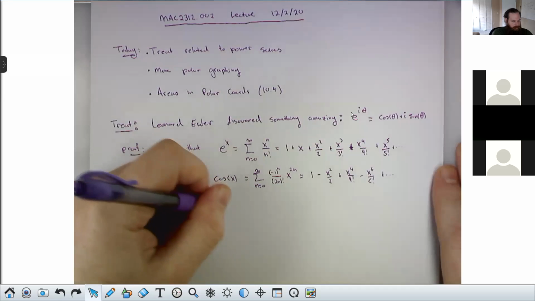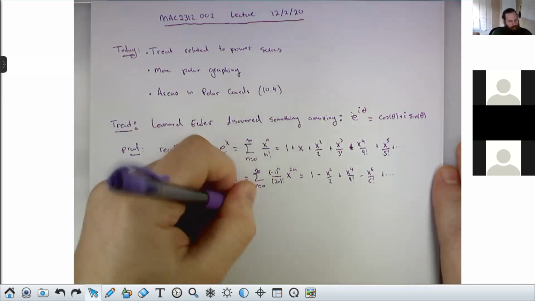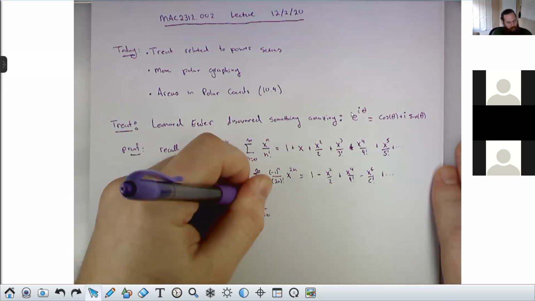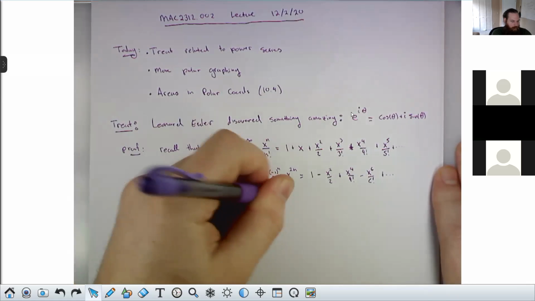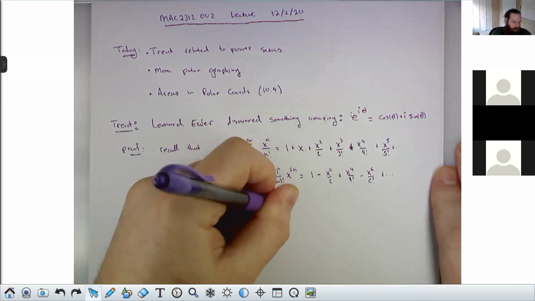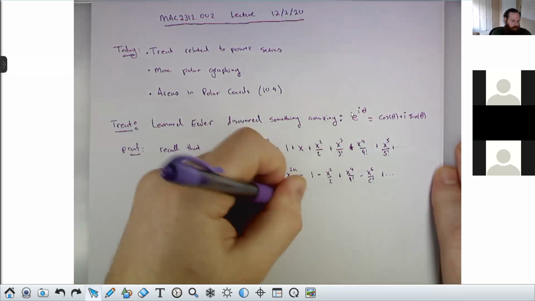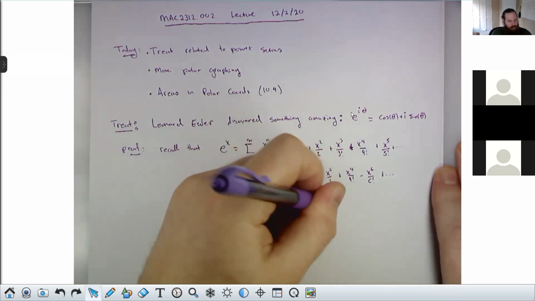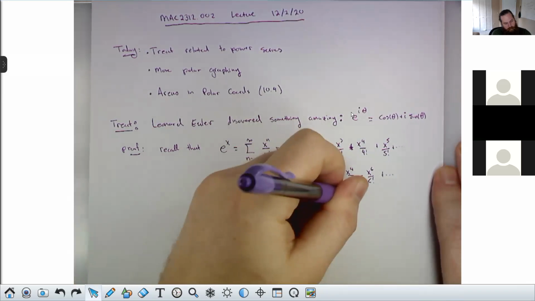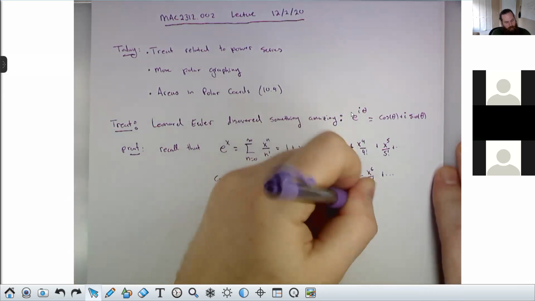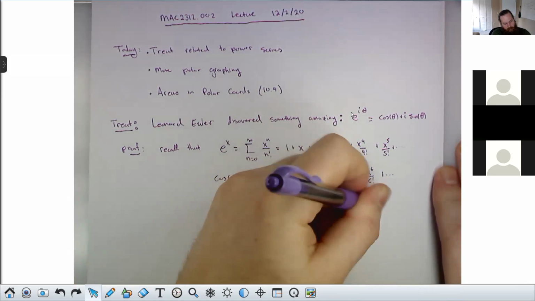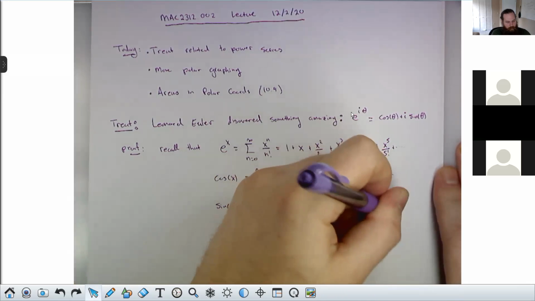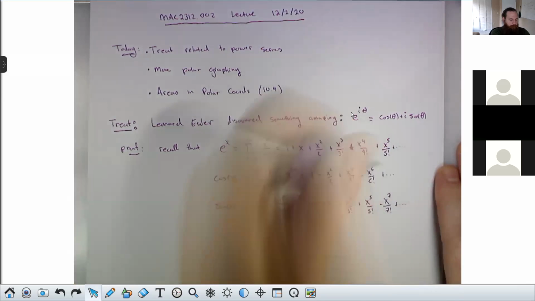And sine x, which is sigma n from 0 to infinity, negative 1 to the n over 2n plus 1 factorial times x to the 2n plus 1, which is x minus x cubed over 3 factorial plus x to the 5 over 5 factorial minus x to the 7 over 7 factorial, and so on.